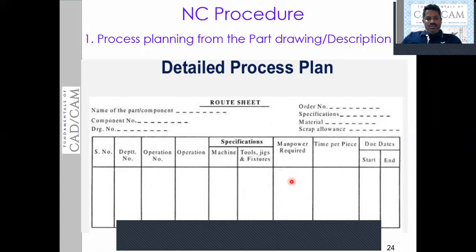Then you also need to specify the time per piece, how much time it takes to complete this task. Then the start date and end date. This gives us a clear picture of the operations that are to be performed on the raw component to get the desired or finished component. This is called the process plan sheet.